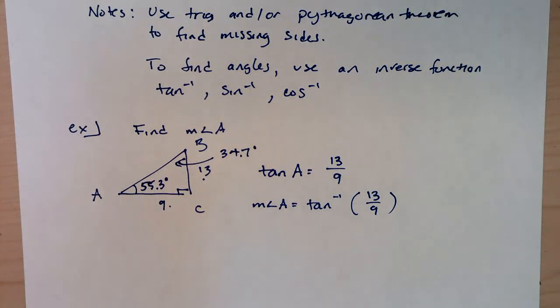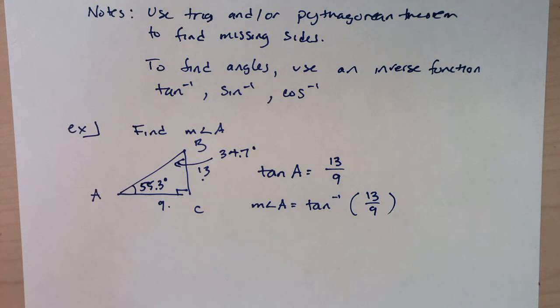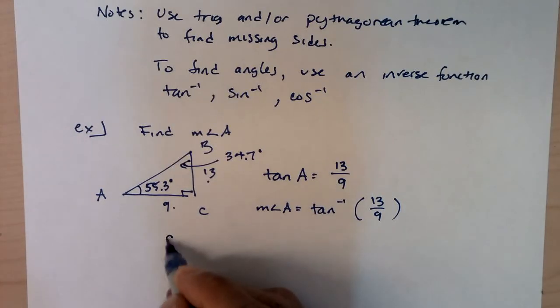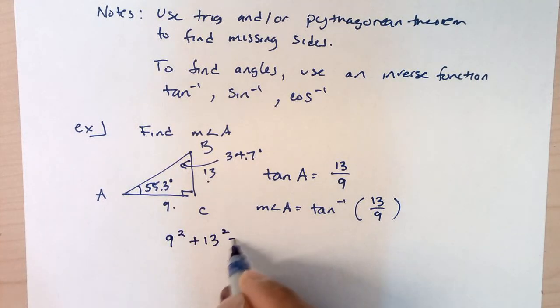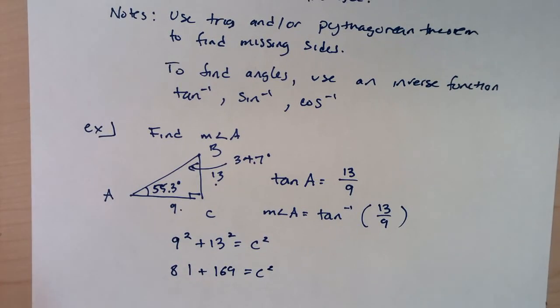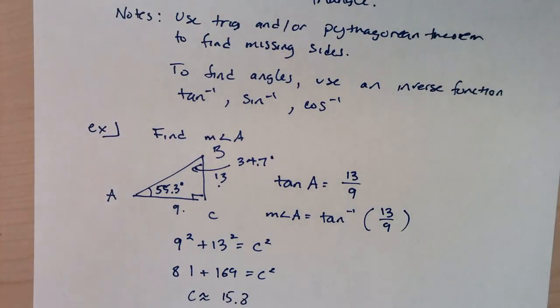I could actually use one of the acute angles and one of the other 2 sides that were given to find the side length C. Or, since I already have 2 sides of the right triangle, we could use the Pythagorean theorem. 9 squared plus 13 squared is equal to C squared. So 81 plus 169 is equal to C squared. Take 81, add 169 to that, and then take the square root. So 169 plus 81, 250. Take the square root of that. It's about 15.8 if I round everything to the nearest tenth.